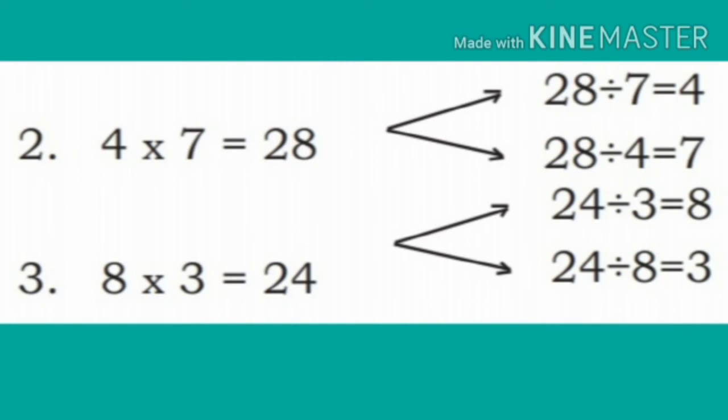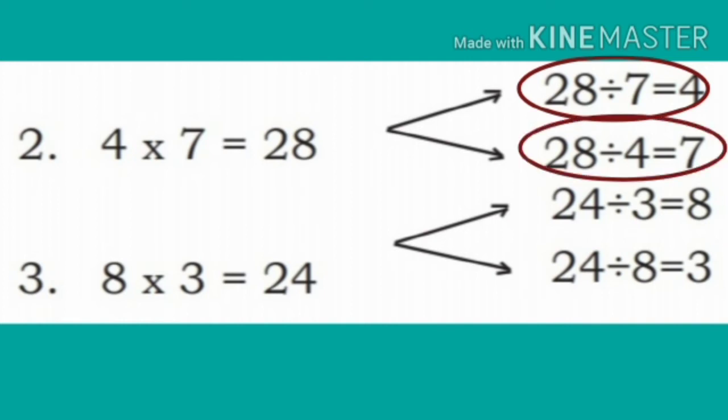Observe the second example, children. 4 into 7 is equal to 28. Here the division form is already written. Observe it: 28 divided by 7 is equal to 4. Another one, 28 divided by 4 is equal to 7.